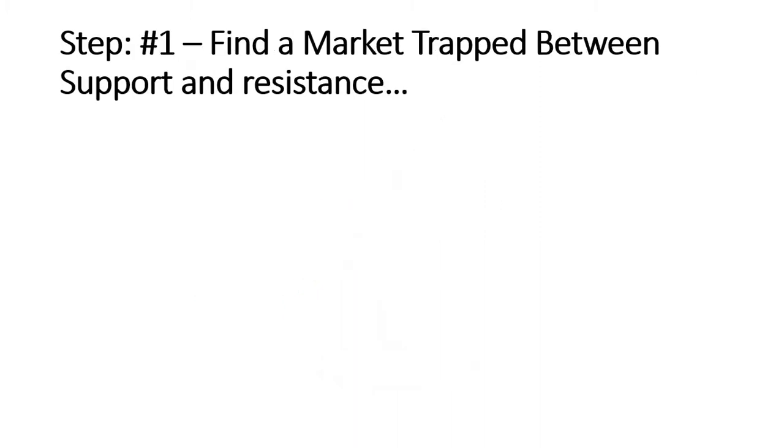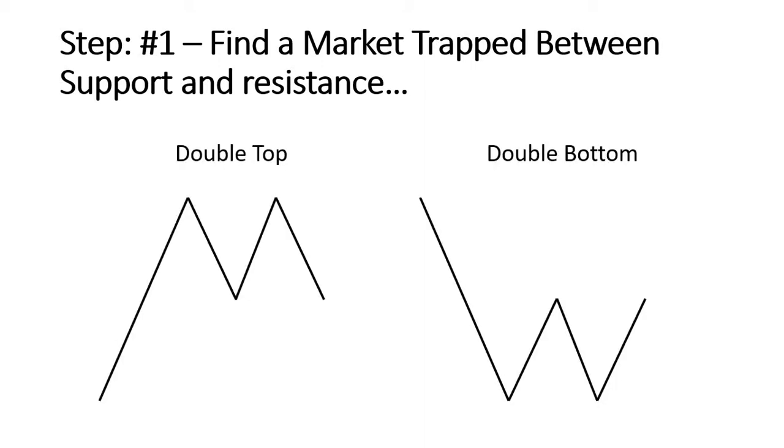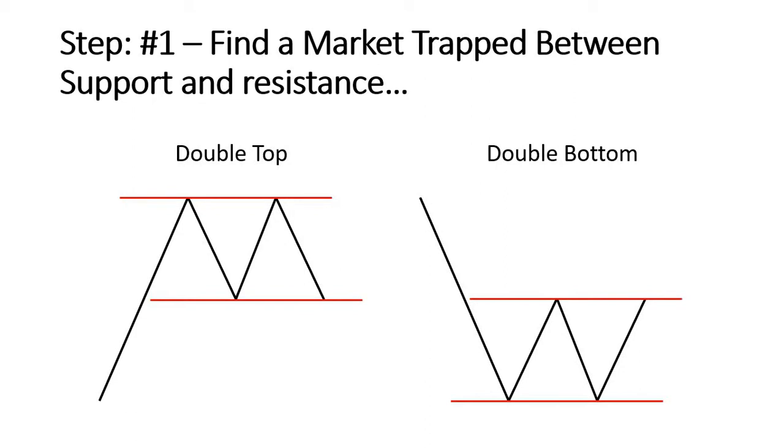Step number 1 is to find a market trapped between support and resistance. Now, this requires you to find a chart pattern that is formed due to support and resistance areas. There are a lot of different chart patterns out there, but I'm just going to introduce you to 2. First up is the double top and double bottom, so named because the market has made 2 attempts at breaking through resistance or support and has failed. Normally, with these patterns, there are also support and resistance areas above and below. Often what happens is, after the market has made 2 unsuccessful attempts to break through, it loses momentum and falls back to break through resistance or support.